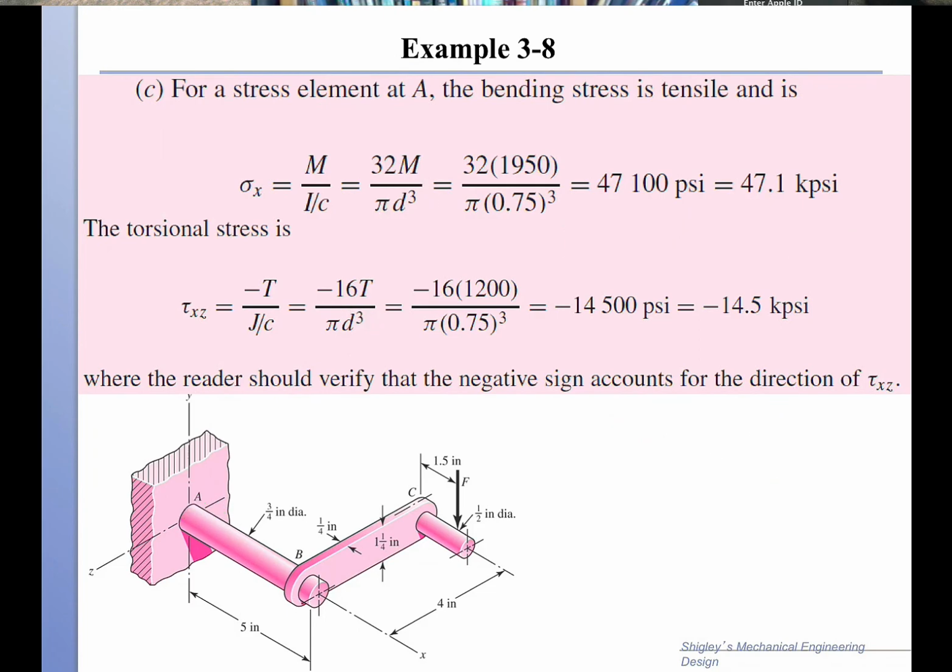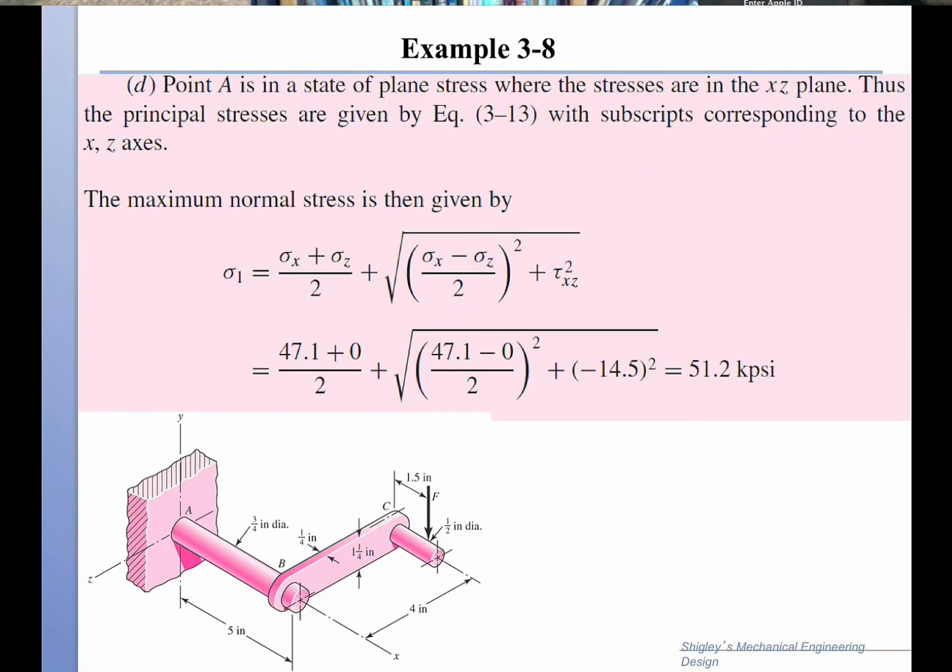So we will get two types of stresses. One is the axial stress, which is very high, 47, and the other one is the torsional stress, which is minus 14.5 at that location A that we are interested in. Finally, at the same point, since we have a biaxial stress, we have a stress state. It's a plane stress condition. All the stresses are in the xz plane. Then we can find the principal stresses.